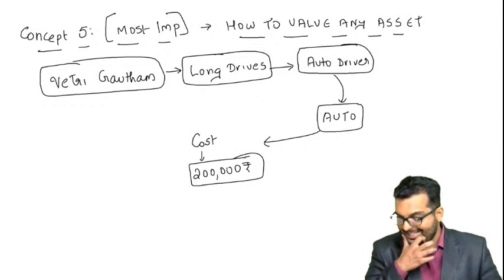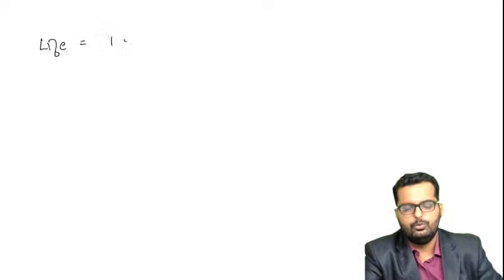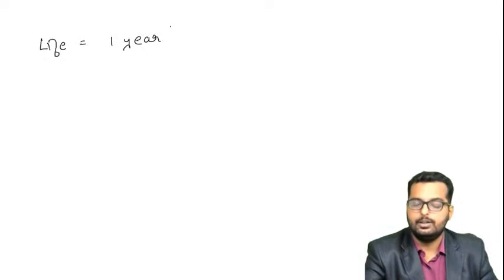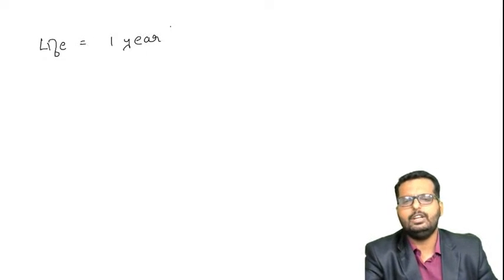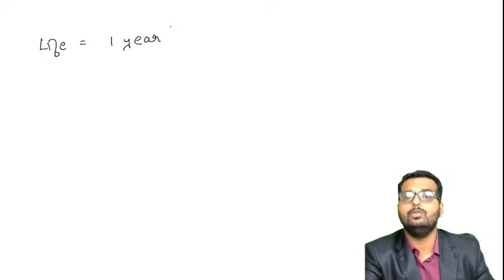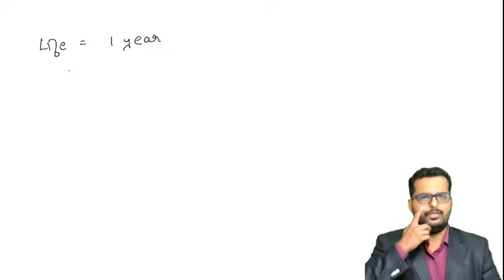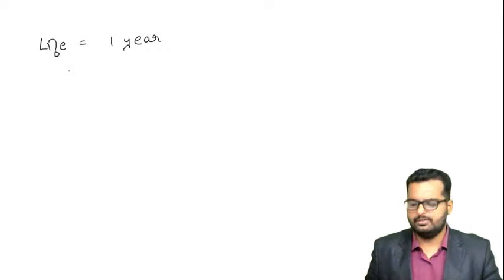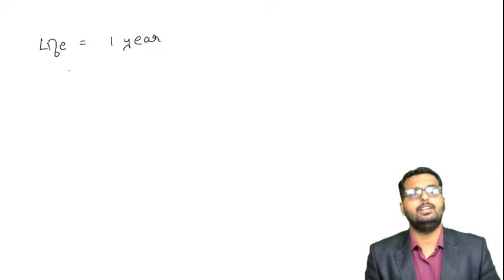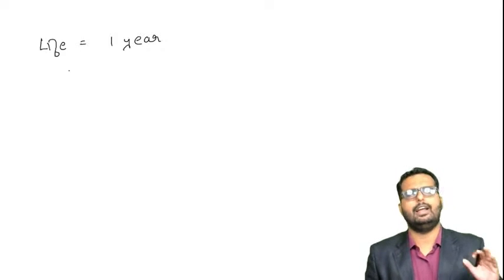Alright. So in that case, what Vetri Gautam will do is he will just check and do some analysis. He will see that if I buy the auto, let us assume the life of the auto will be 1 year. We will assume that Vetri Gautam is a very rash driver and he will drive the auto so badly that after 1 year the scrap value will also become 0. And in this 1 year, what will be the revenue that he will get? He will be getting auto charges minus the expenditure. The expenditure will be petrol, repair and maintenance, etc.